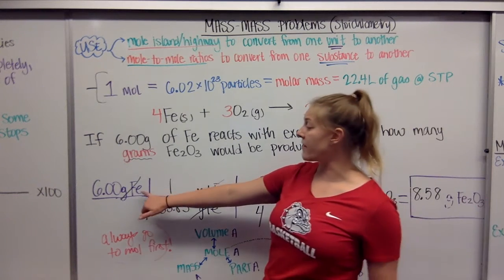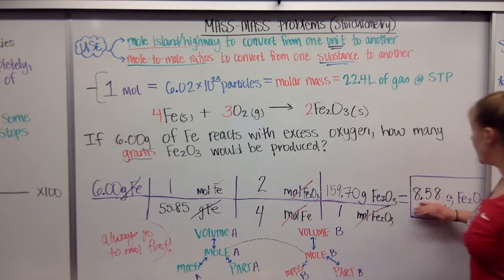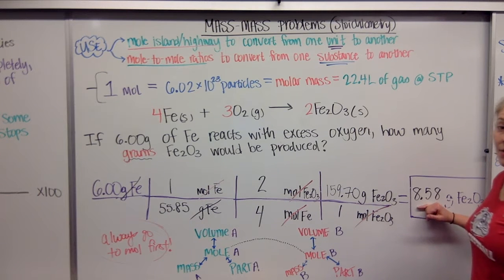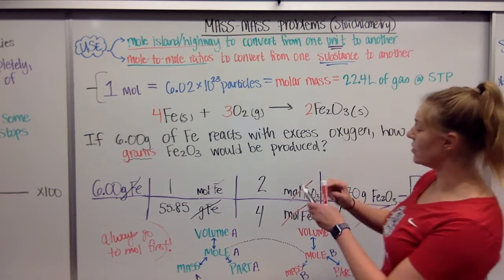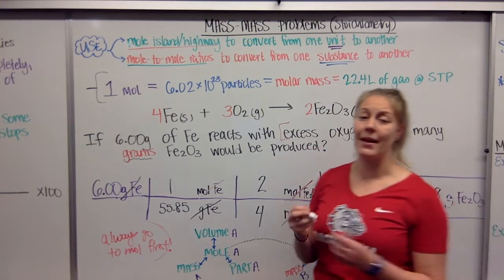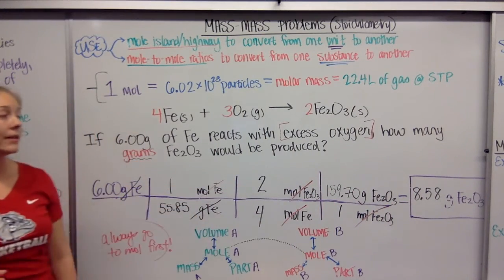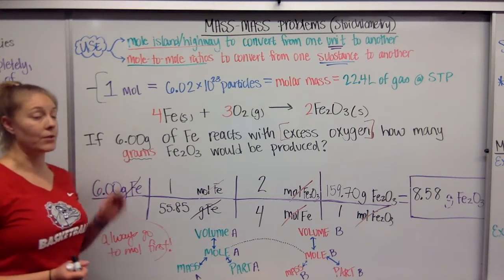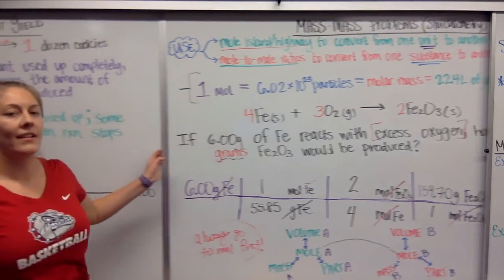So if I start with 6 grams of iron, that's how much of that reactant I have, I can form 8.58 grams of Fe2O3, assuming I have enough oxygen, which right here we find out we have excess oxygen. We got plenty of oxygen to make this reaction happen. So with 6 grams of iron, you can form 8.58 grams of Fe2O3. Right, now let's take a look at what this excess oxygen means.